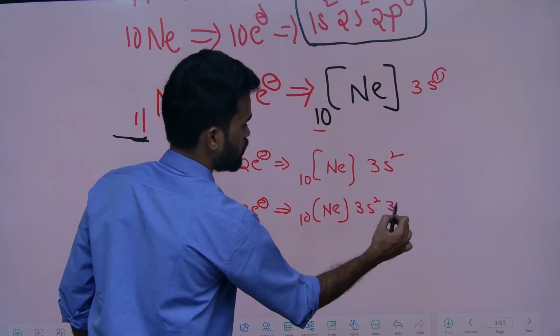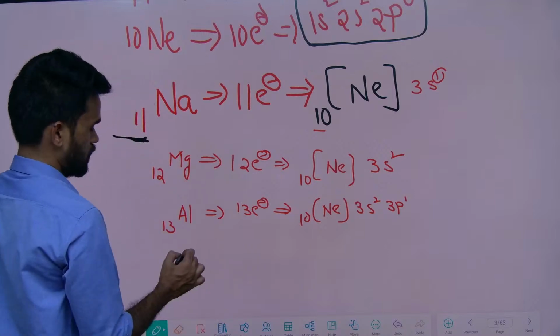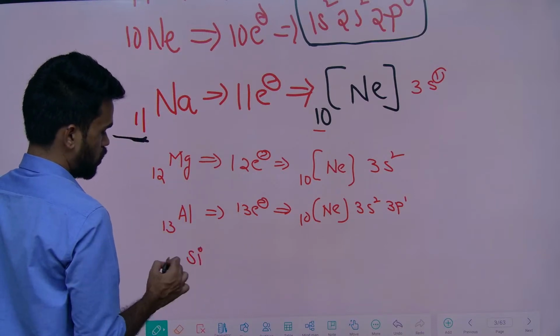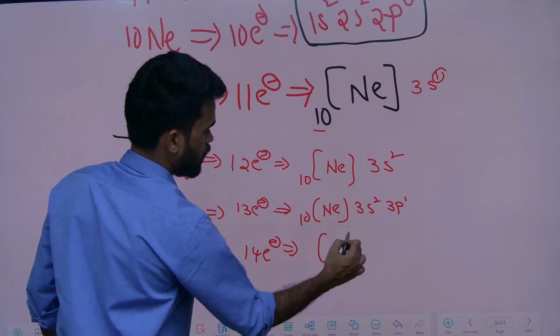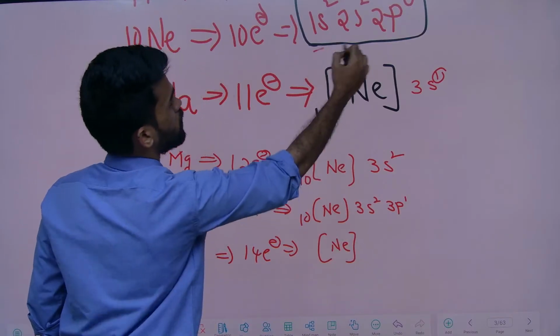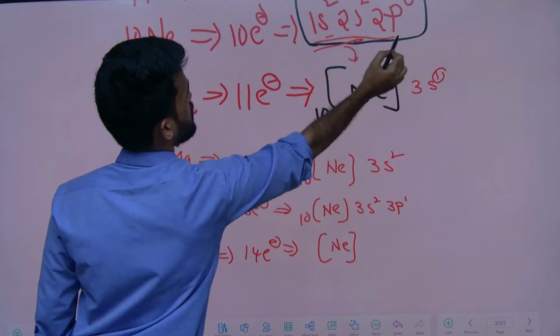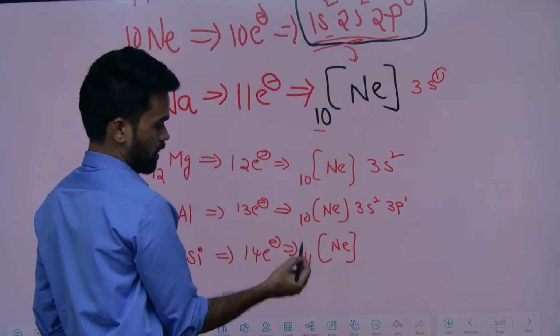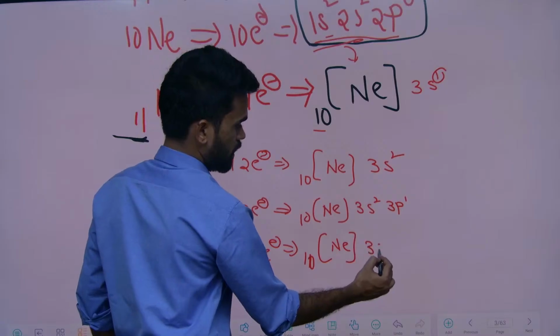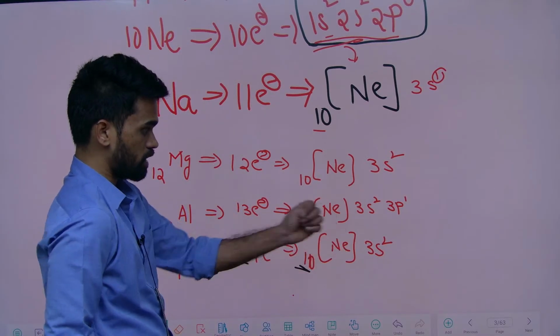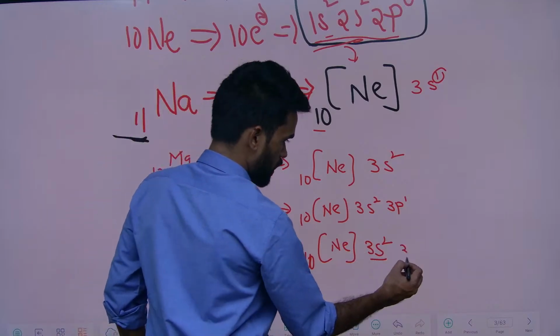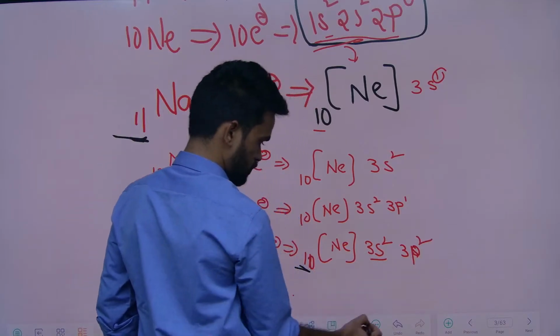3s2, 3p1. Okay. Next, silicon, 14 electrons are there. Same neon, up to here same electronic configuration. If I write neon, it means that is like this inside. Okay, 10 over. Next 3s2. Out of 14, 10 electrons are over now. So 4 more are there. I can fill 2 here and remaining 2 in the p orbital.